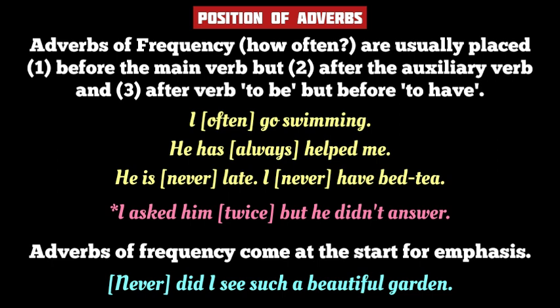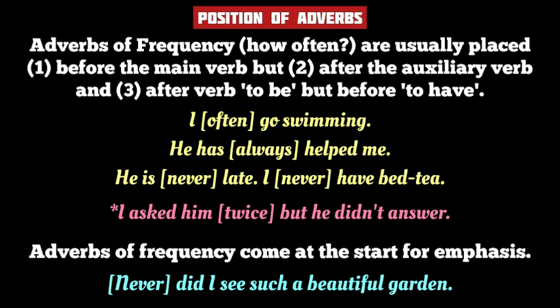And then interestingly, an adverb of frequency always comes after verb to be but before verb to have. For example, in the sentence, he is never late, the adverb of frequency comes after the verb is. But in the next sentence, I never have bad tea, the same adverb of frequency never comes before the verb have.